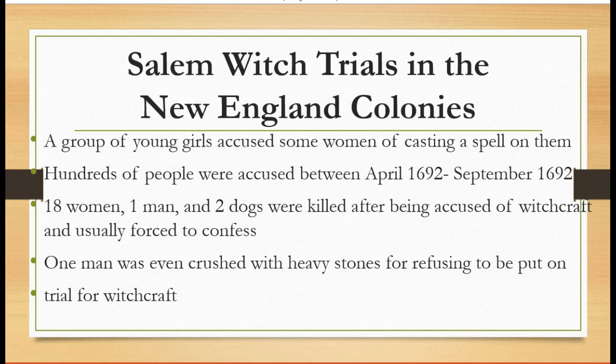A lot of rumors have been circulated through movies and things like that that witches were burned at the stake. That really is not how it went. The 18 women, one man, and 2 dogs that were accused of being witches were all hung. The dogs may have been shot, but definitely the 18 women and the one man were actually hung for supposedly being witches.